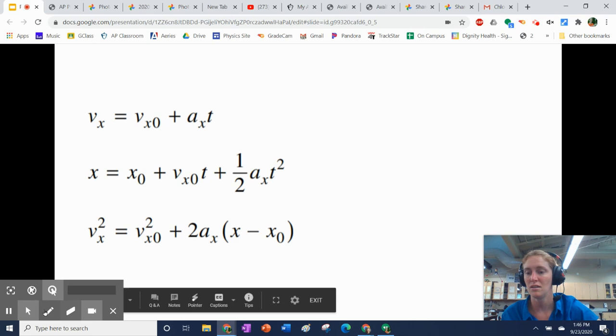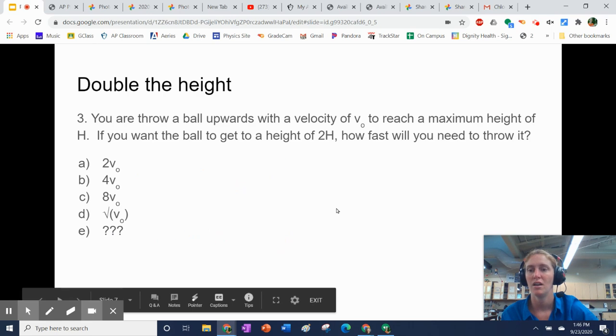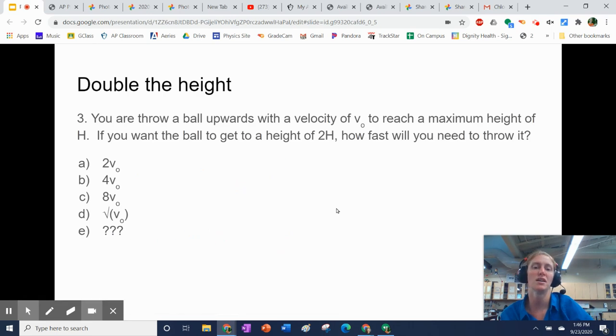Okay. Next. You are going to throw a ball upwards with a velocity of v0 to reach a maximum height of h. If you want the ball to get to a height of 2h, how fast will you need to throw the ball? And then I kind of just put a whole bunch of random answers there. Okay. Instead of using one of those answers, though, I want you to solve it by using the method that we just talked about of making stuff equal to 1.